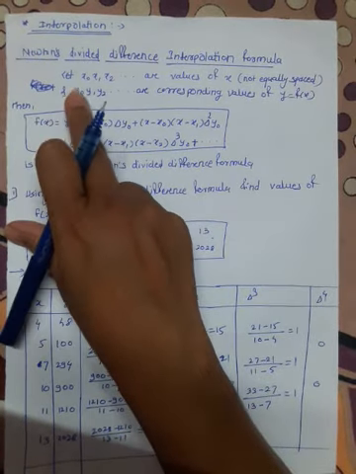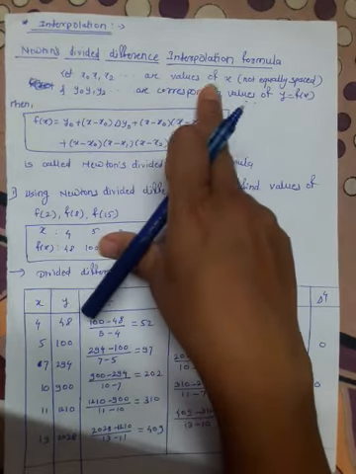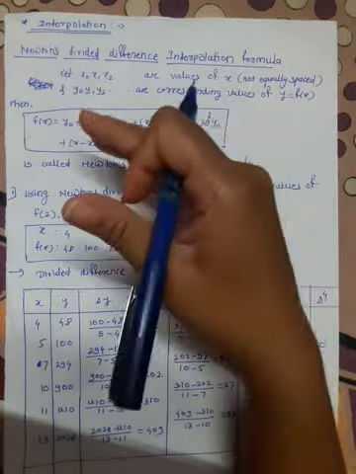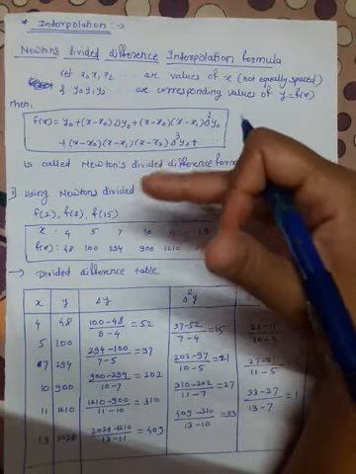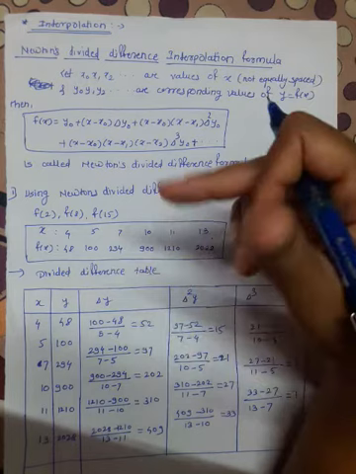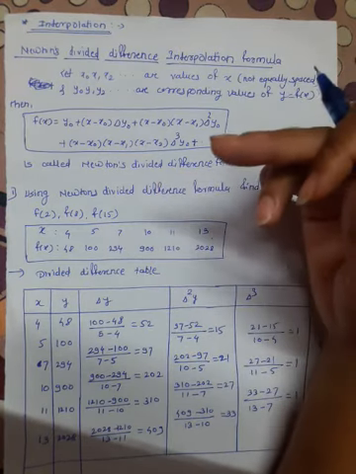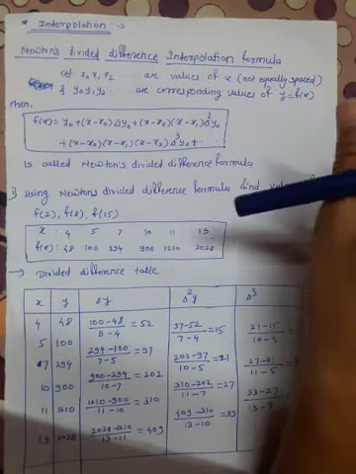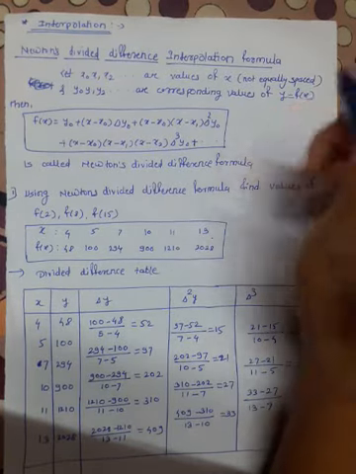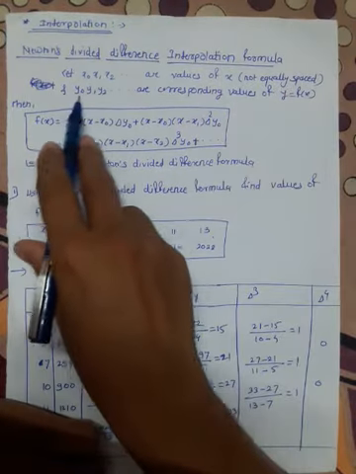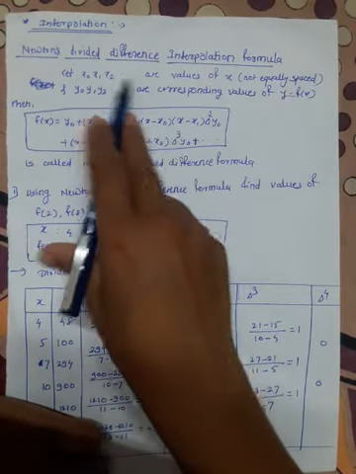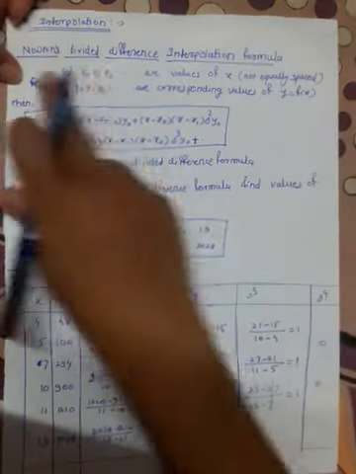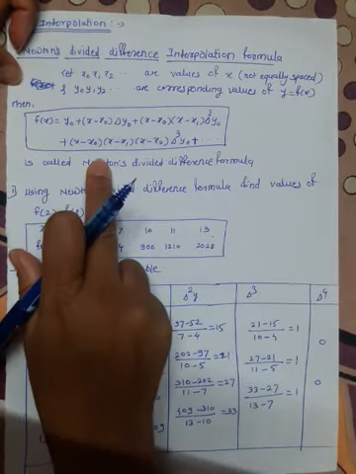Let x naught, x1, x2 be the values of x, not equally spaced. Not equally spaced means what? In earlier examples the x values were equally spaced, that means an h value is there; the difference between two consecutive x values is the same. But in this particular example the difference is not the same. X values are different, not equally spaced. And y naught, y1, y2 are the corresponding values of y. Y is equal to f of x is our original function. Then Newton's divided difference interpolation formula is this.